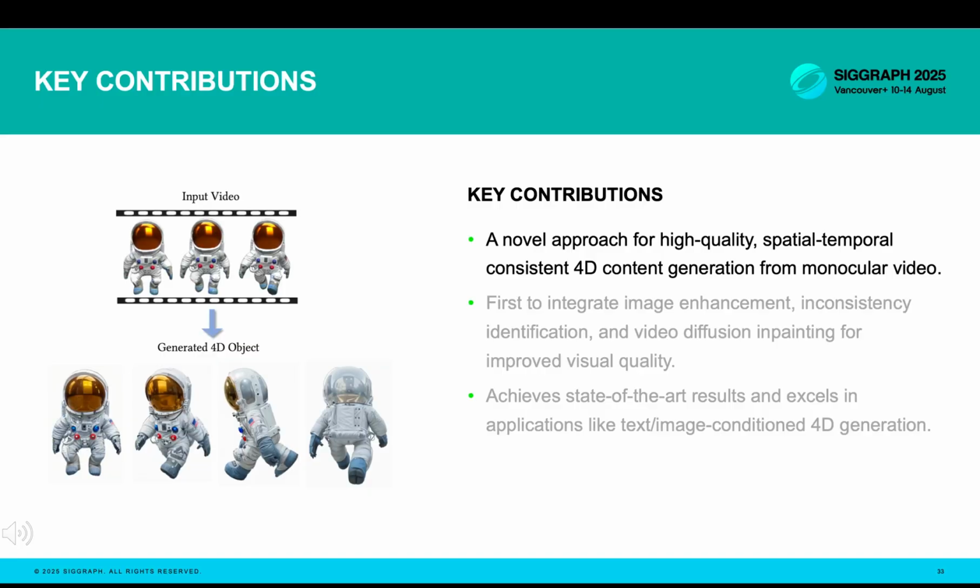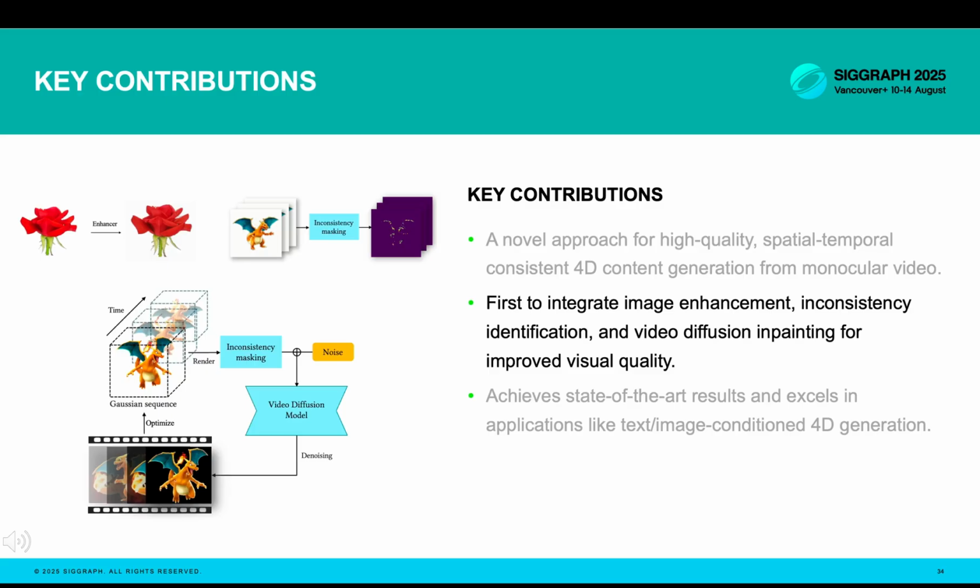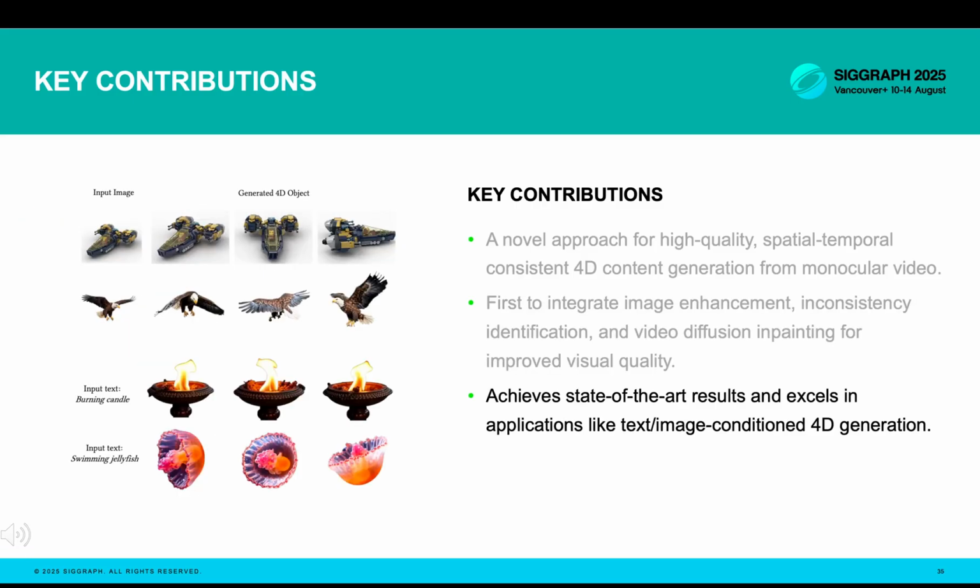To conclude, let me briefly summarize our key contributions. First, we propose a novel approach for generating high-quality, spatially and temporally consistent 4D content from monocular video. Second, our framework is the first to integrate image enhancement, inconsistency detection, and video diffusion based in-painting to significantly improve visual quality. Third, our method achieves state-of-the-art performance across multiple benchmarks and demonstrates strong versatility in applications such as text and image conditioned 4D generation.